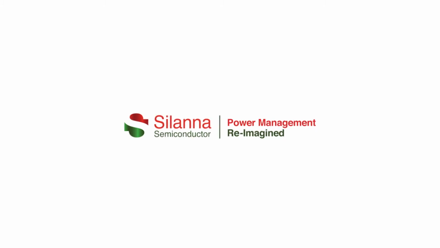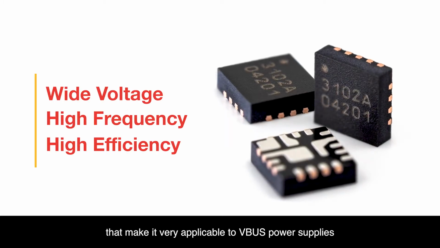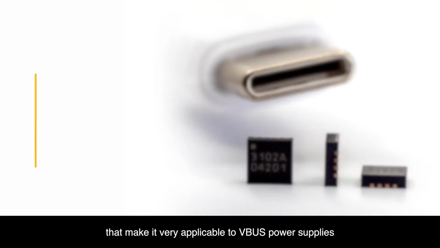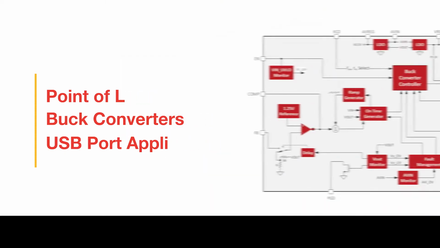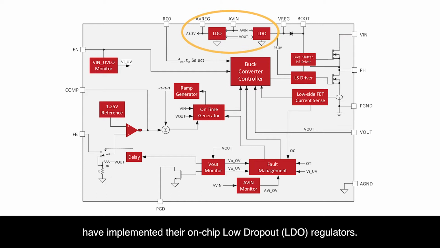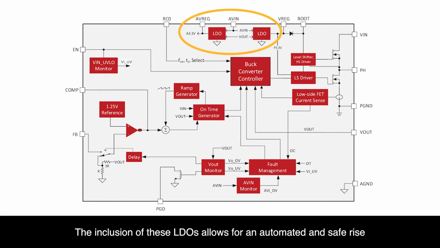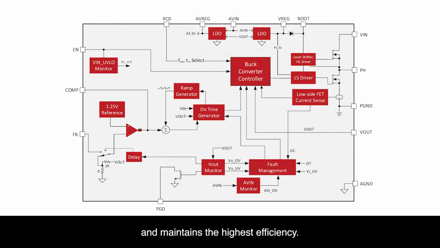The SZPL3102 devices have some unique features that make it very applicable to V-bus power supplies in USB port applications. The first feature to point out is how the 3102 have implemented their on-chip low dropout (LDO) regulators. The inclusion of these LDOs allows for an automated and safe rise to the initial output voltage, Vout, at startup and maintains the highest efficiency.